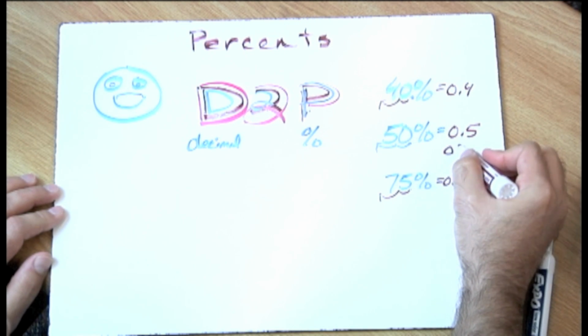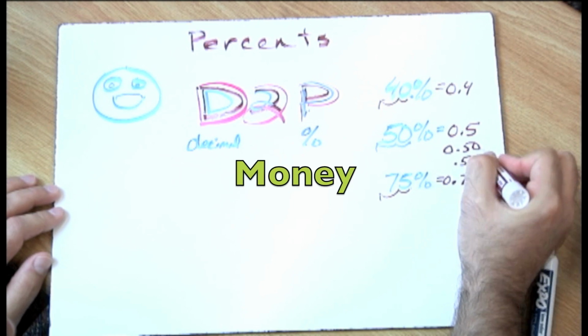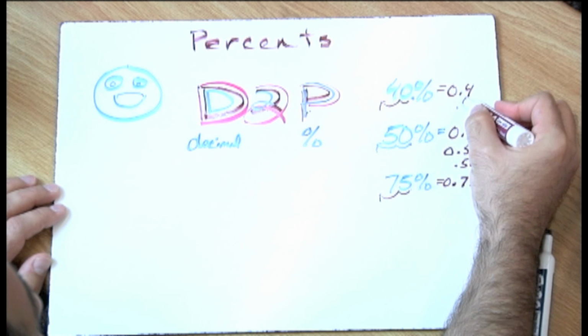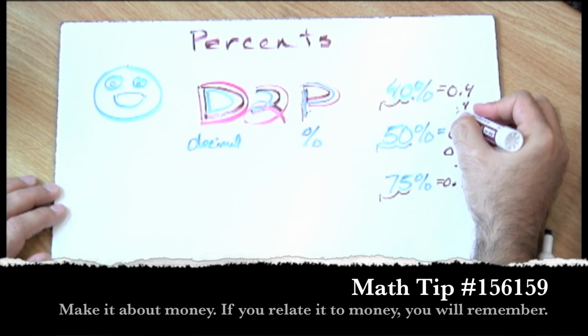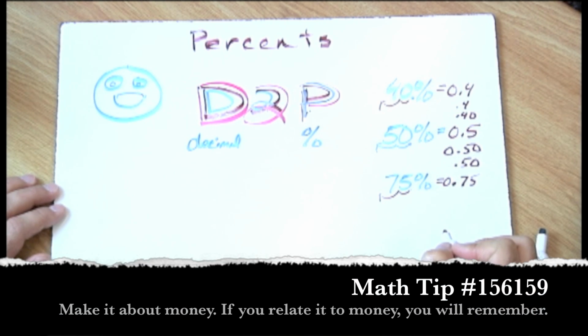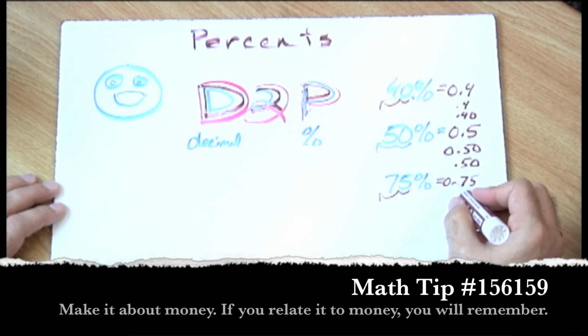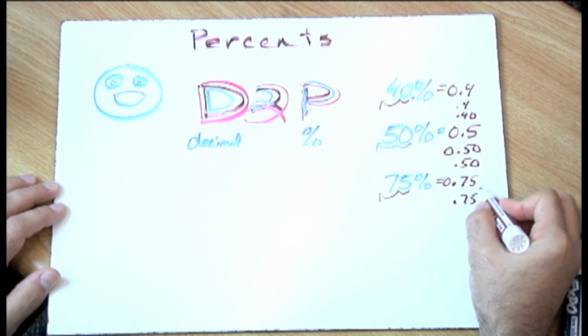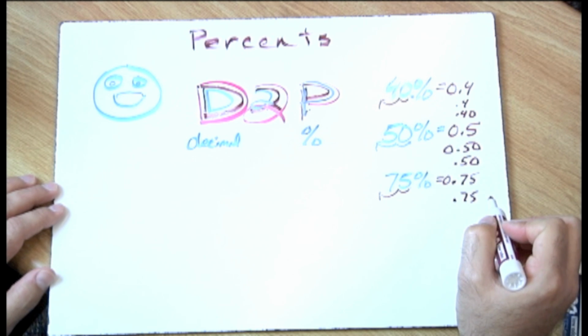Well, 0.5 can also look like 0.50, or like money. 0.50 or 50 cents. Well, how much money is 4/10? It's 40 cents. 0.4 or 0.40 is 40 cents. And how much money is 0.75, folks? It is 75 cents. Money, money, money!